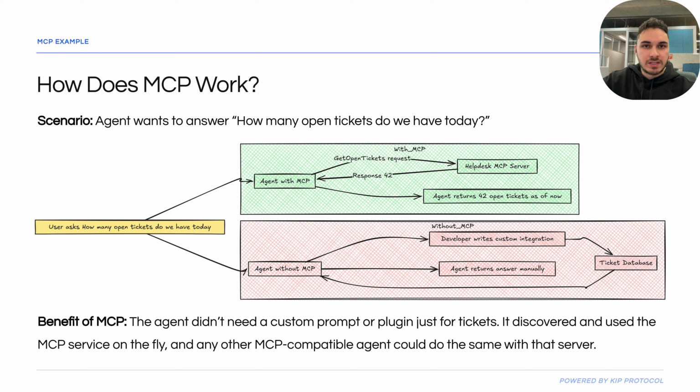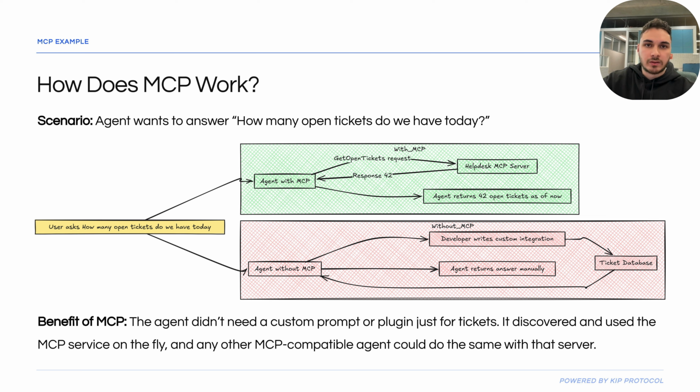The MCP server receives that, runs the actual database query or API call to the ticketing system, then returns a response and says, count 42. The agent receives this and knows that the answer is 42 open tickets. It can then respond to the end user and say, hey, we have 42 open tickets today. The whole interaction was done through a standardized protocol.